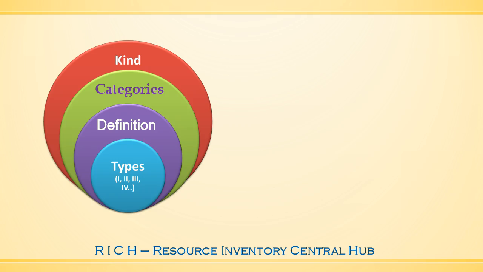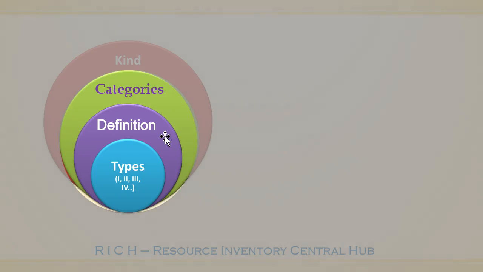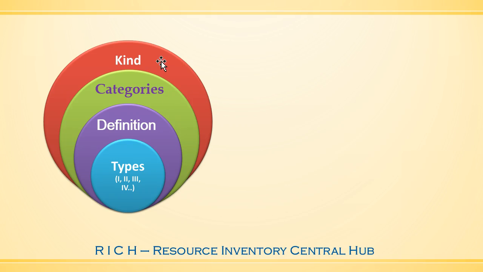Each item in the resource inventory is tied to a resource type. Resource types are based on FEMA's NIMS framework, which seeks to achieve consistency across jurisdictions in how resources are categorized. The basic elements that define the type are shown in the Venn diagram. Types are a subset of a broader resource definition. Resource definitions are tied to multiple categories and a single kind.